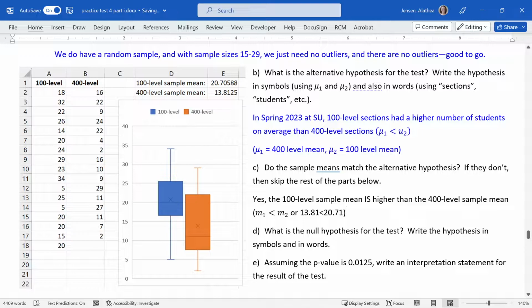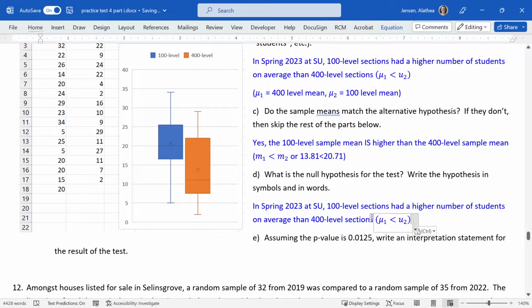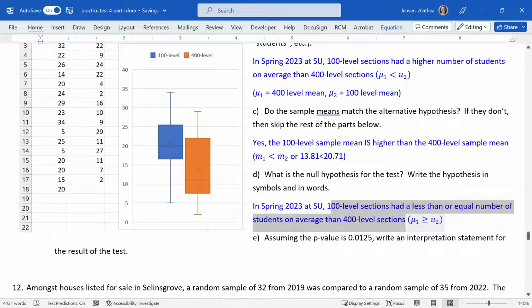All right, so null hypothesis for the test. Write the hypothesis in symbols and in words. So I'm just going to copy my alternative one, and then I'm going to reverse the words, or make them opposite. So instead of the word higher, I'm going to say less than or equal. And then instead of the less than symbol here, I'm going to do greater or equal. Right, so the null hypothesis would be that the 100 level sections have a less than or equal number of students on average than 400 level sections, or to put it into symbols, mu1 greater than or equal to mu2, where mu1 is actually the 400 level classes mean.